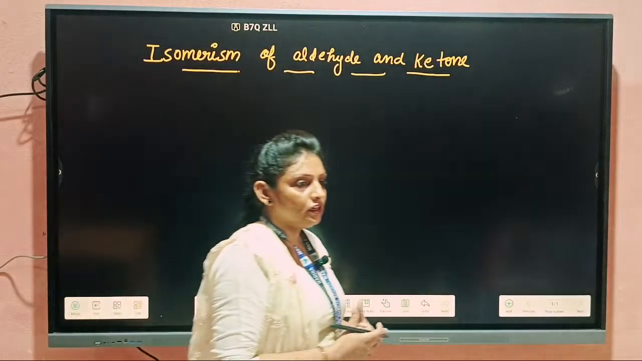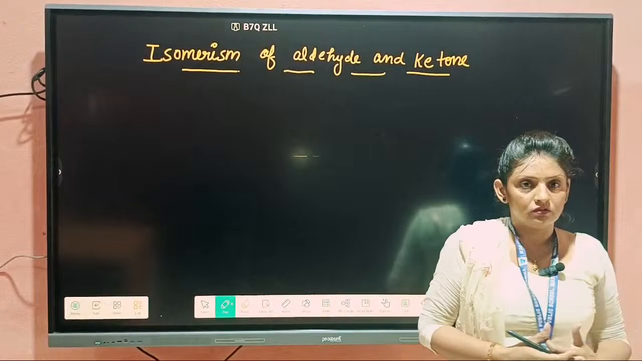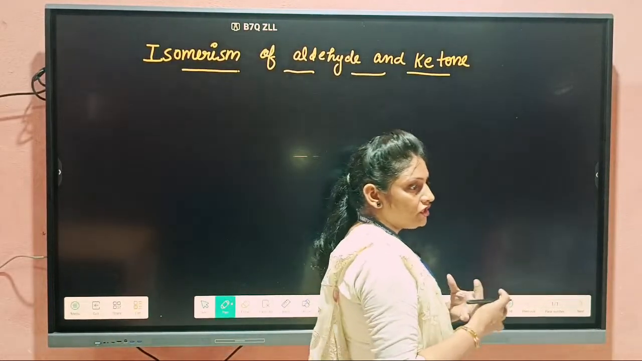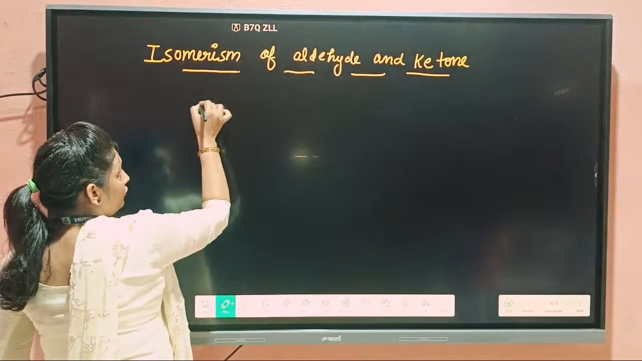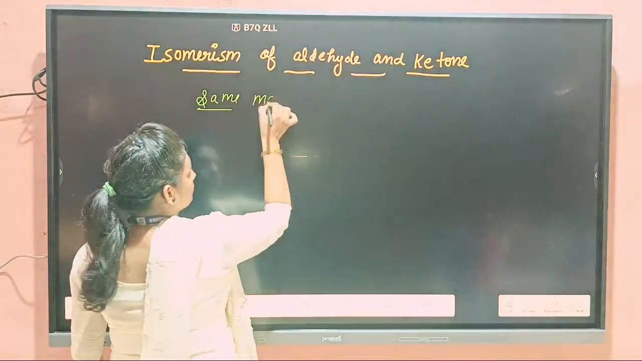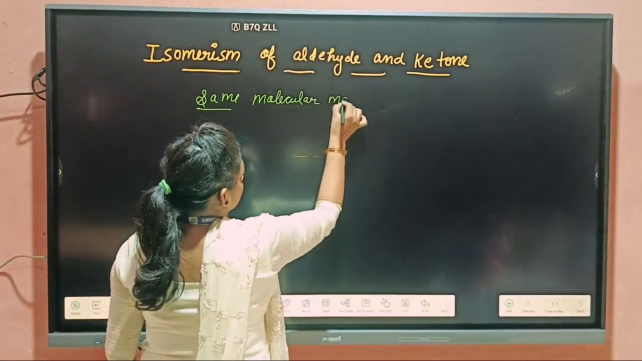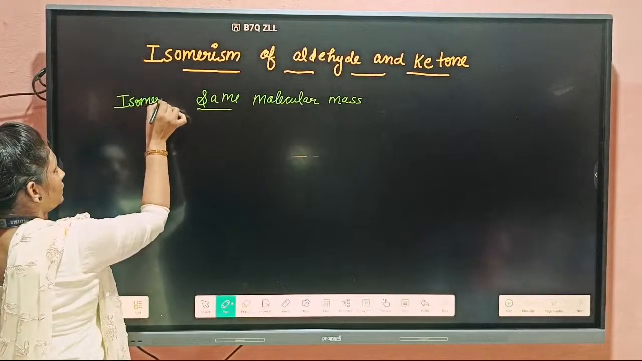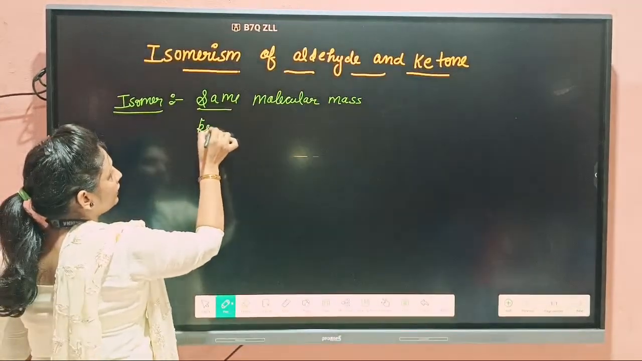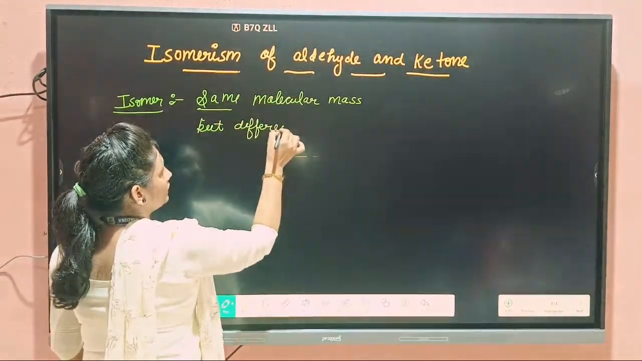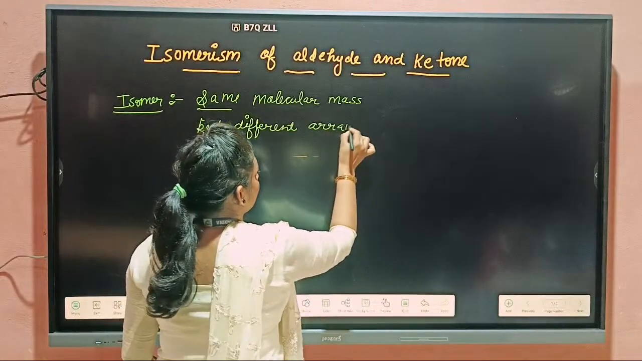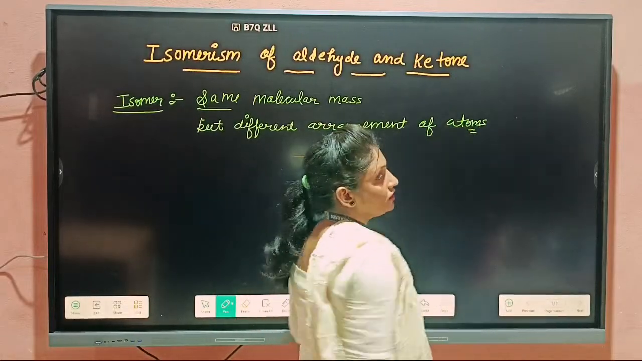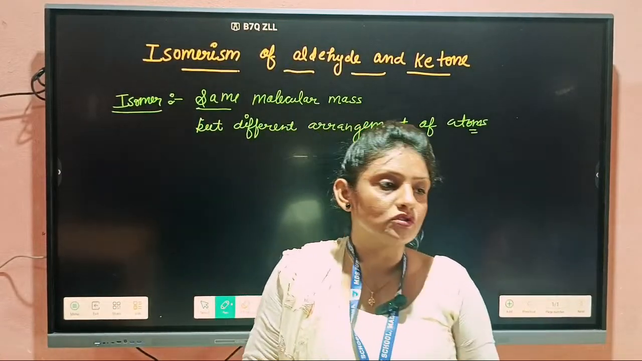First of all, you should know what is an isomer. What do you mean by isomerism? Isomers are the compounds which have the same molecular mass but different arrangement of the atoms. Different arrangement of atoms or elements are known as isomers, and this property is known as isomerism.